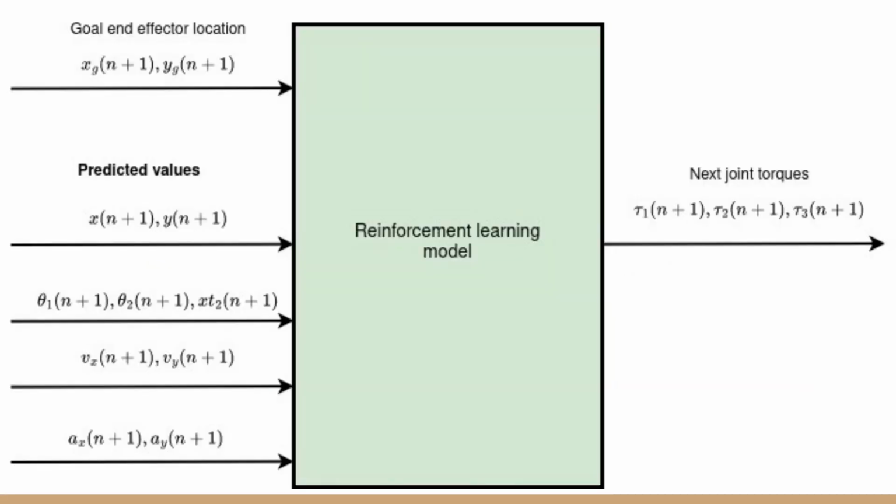Next, let's take a closer look at our reinforcement learning model. It takes in the existing state and predicts the goal location and predicts the next joint torque command for each joint in order to move the end effector towards the goal location.